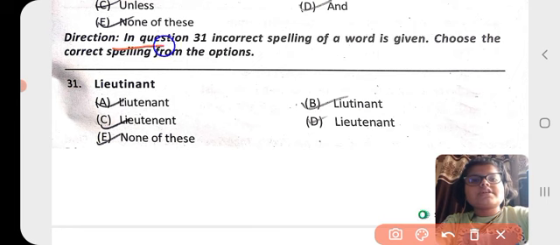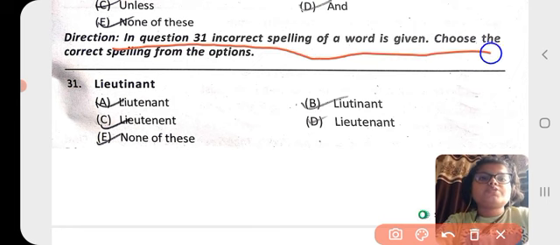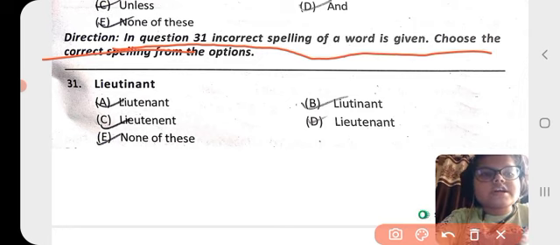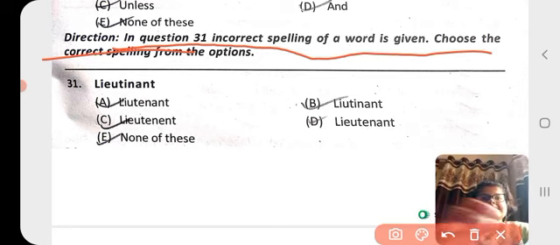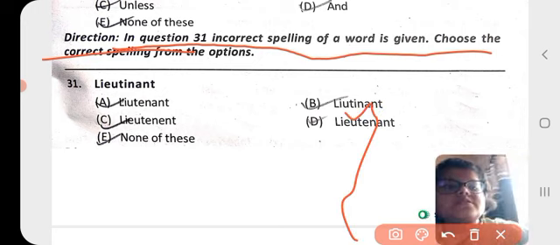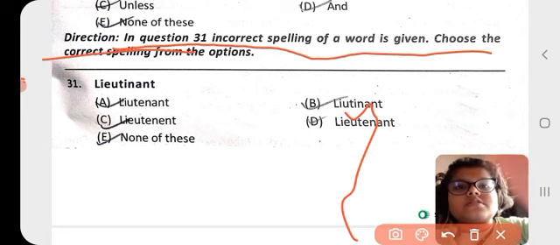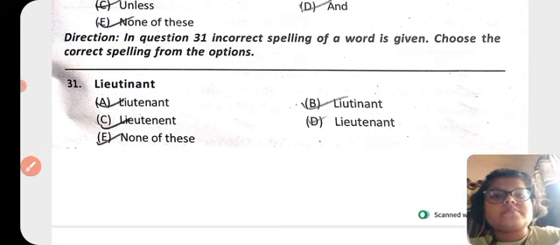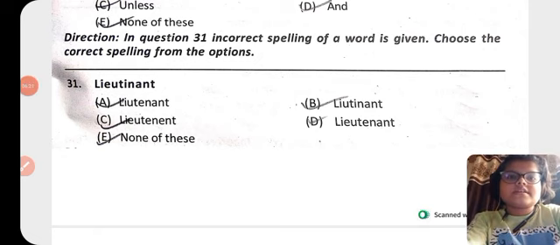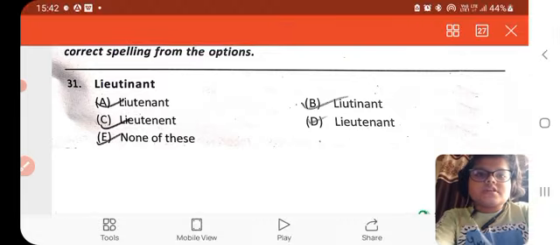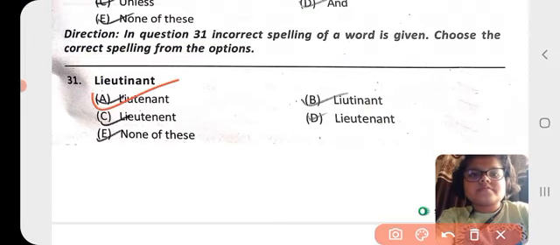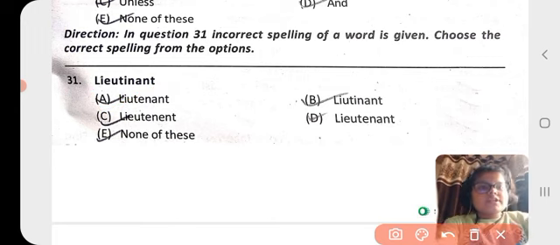In question 31, an incorrect spelling of a word is given. Choose the correct spelling. So, lieutenant. See the correct spelling. The correct option is lieutenant, which is option A. Let's move on to the next question.